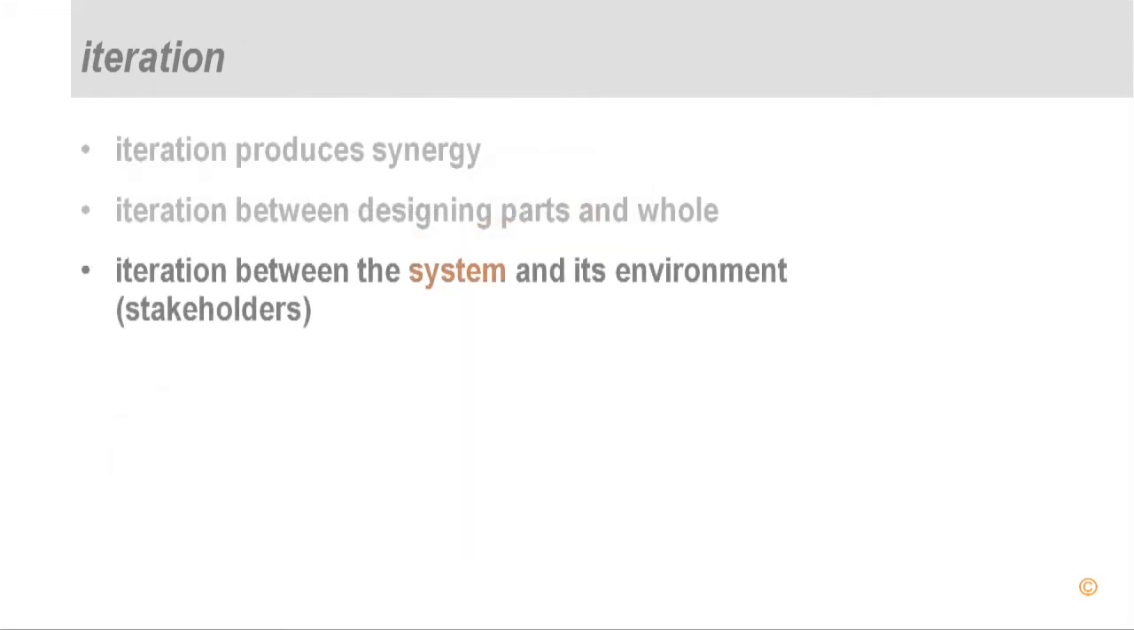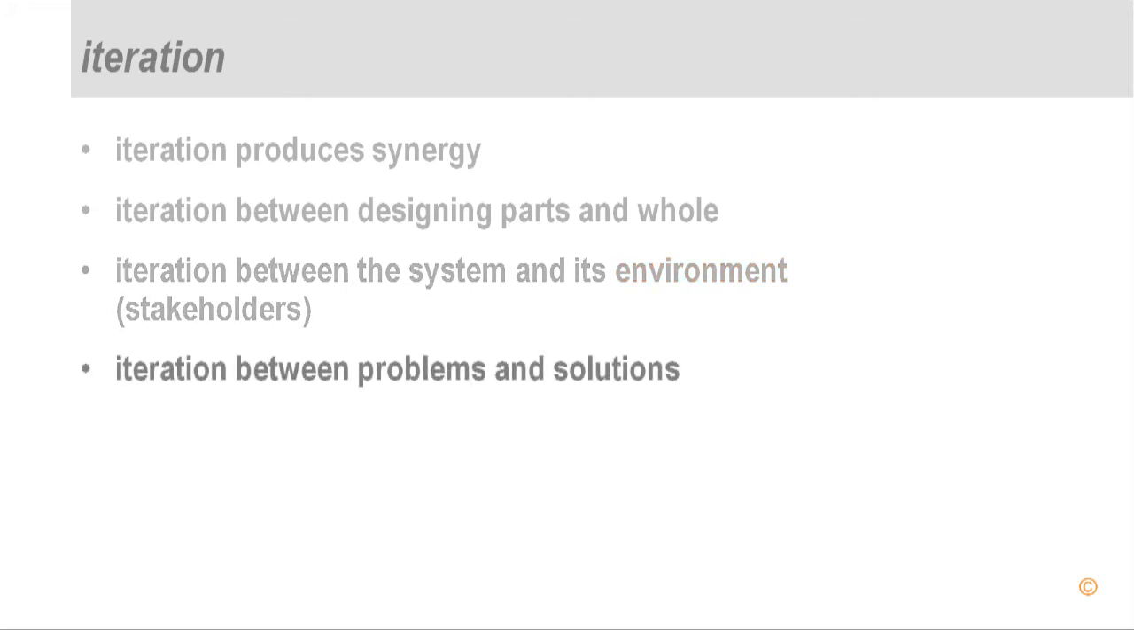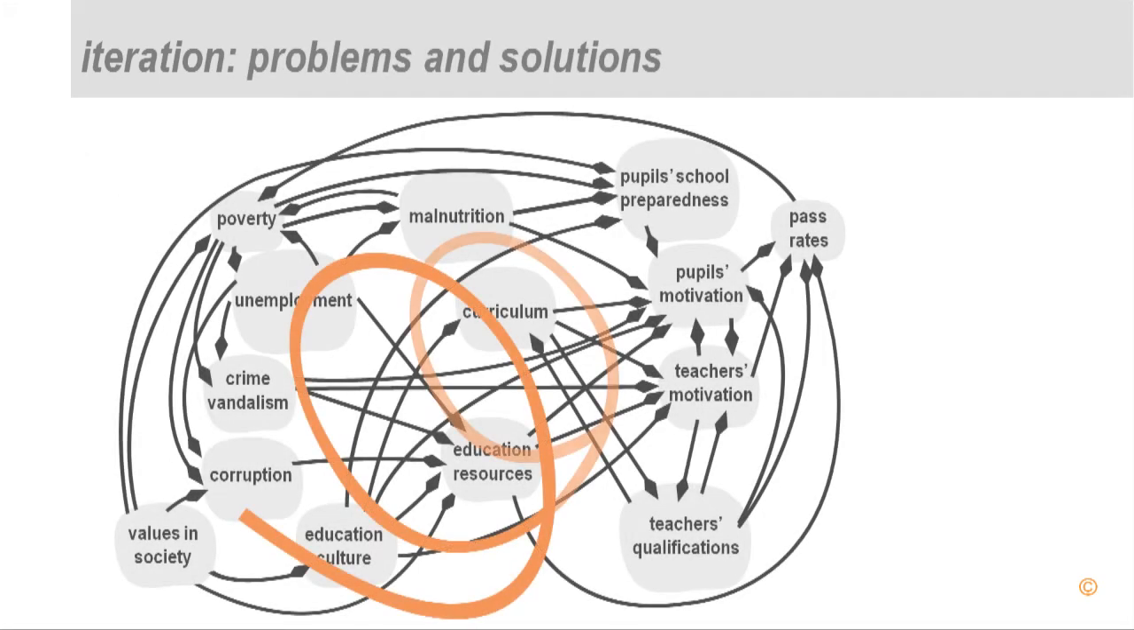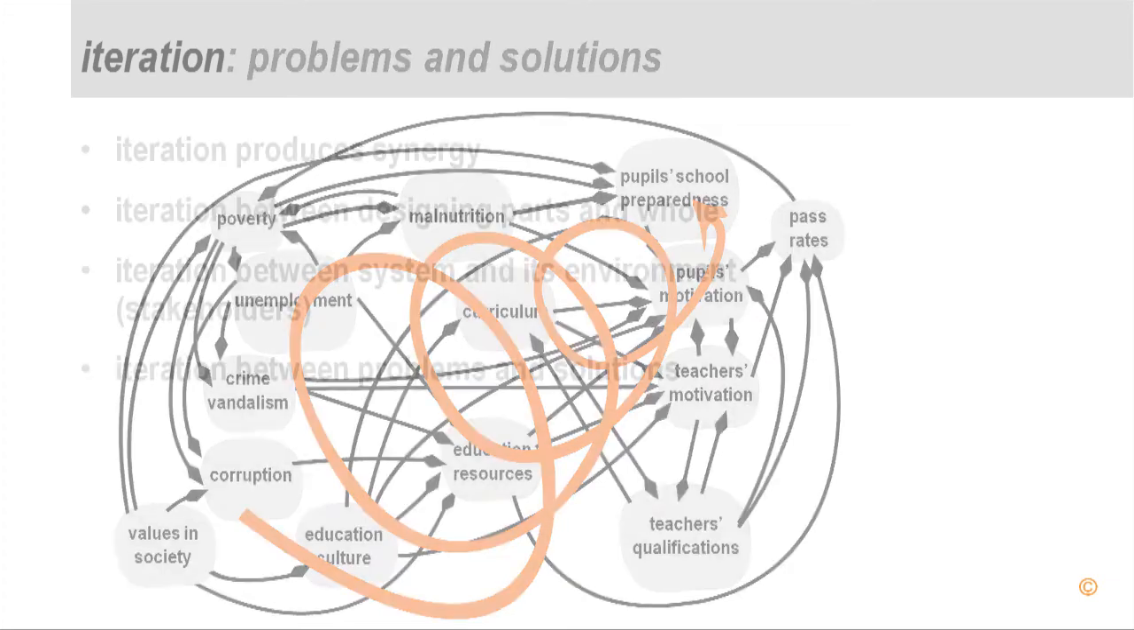There can also be an iteration between a system and its environment, stakeholders or other systems in the environment. If we want to change something about the education system, we will have to iterate through the different variables and align those perspectives within a design that makes sense in terms of all the different variables.